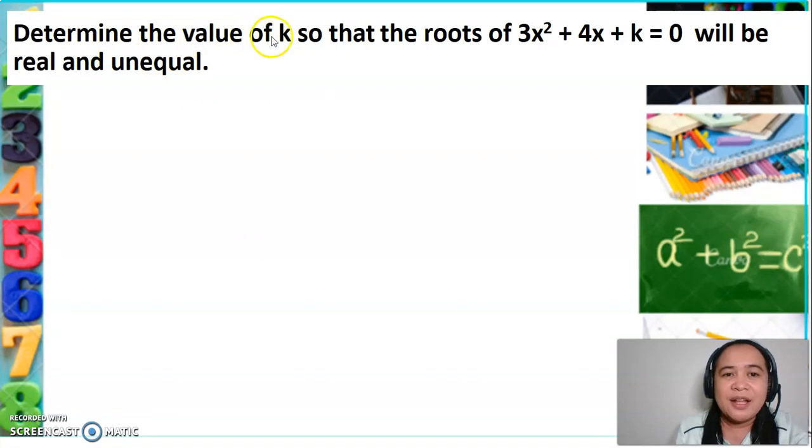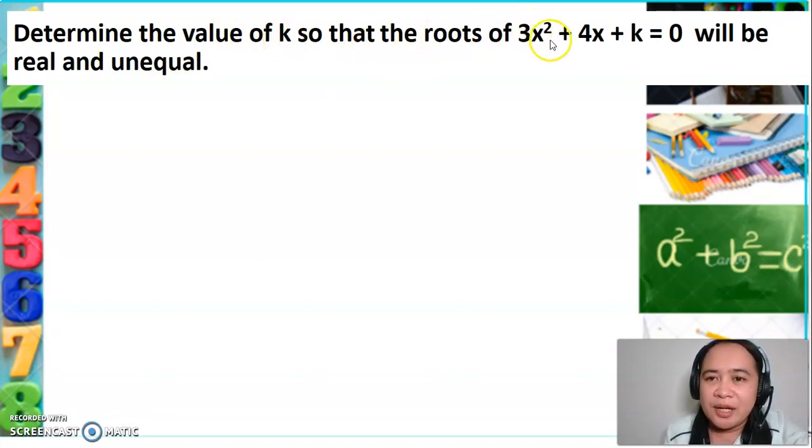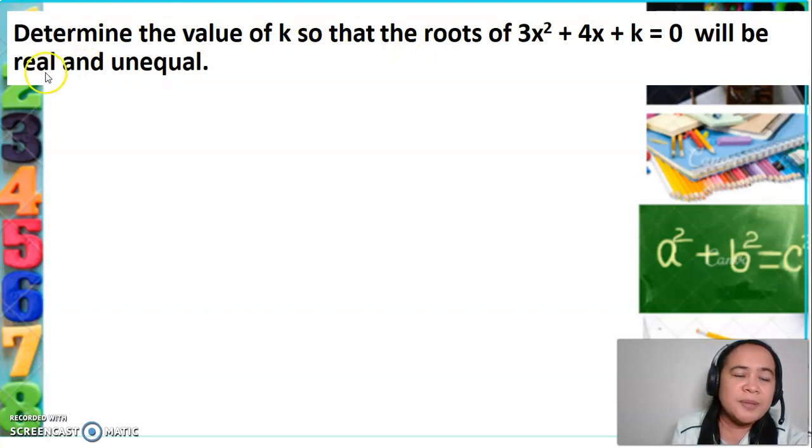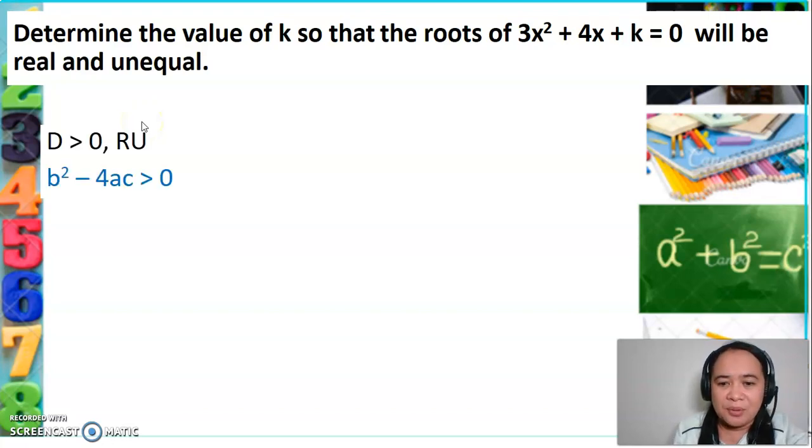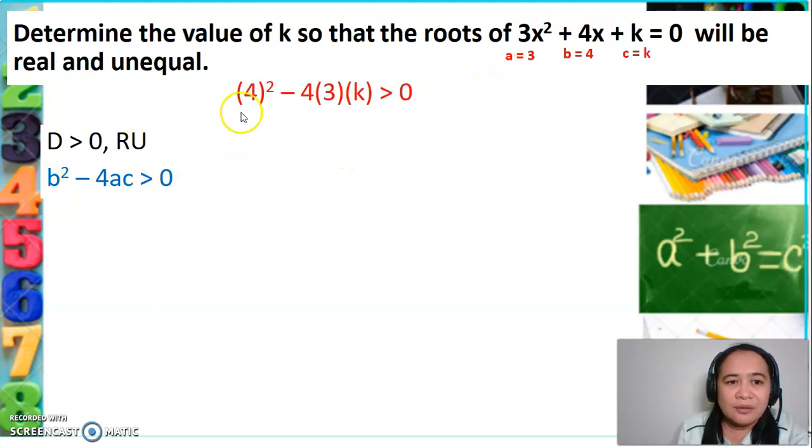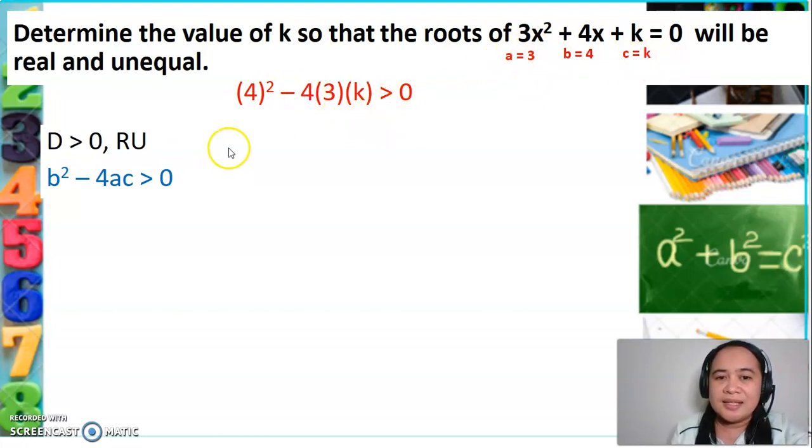In this case, find the value of k so that the roots for 3x squared plus 4x plus k equals 0 will be real and unequal. Take note, the discriminant value for real and unequal roots should be greater than 0. So in this case, the value for a is 3. The value for b is 4. And the value for c is k. So substituting this in the equation, we will have 4 squared minus 4 times 3 times k is greater than 0.